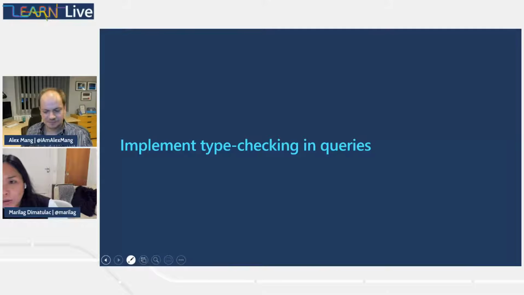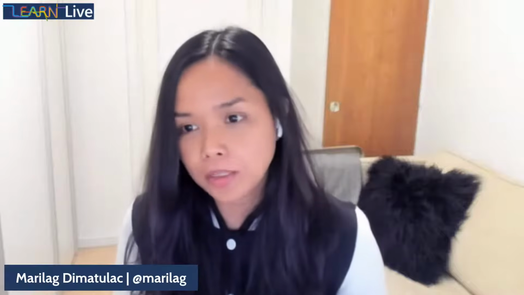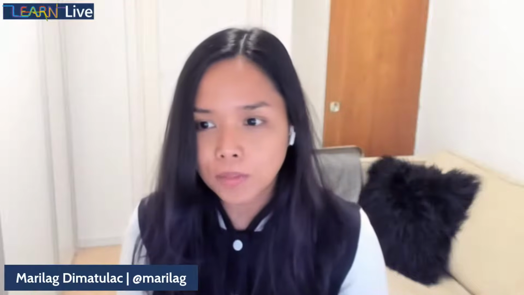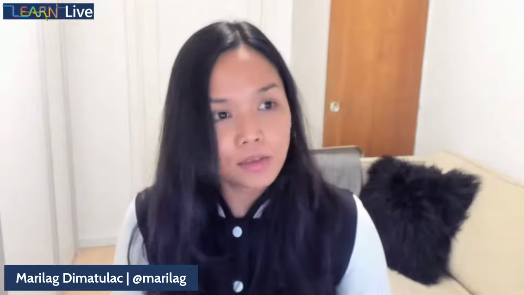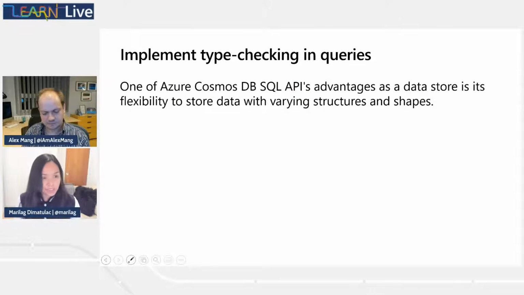Yes, let's do that. So, one of the Azure Cosmos DB SQL's advantages as a data store is that it's very flexible to store data with varying structures and shape. You can even have different documents within the same container that have completely different shapes, right? But then you start to think as a developer. So now when I was used to just dealing with tables before, I know exactly the shape or the result of those tables because there is schema.